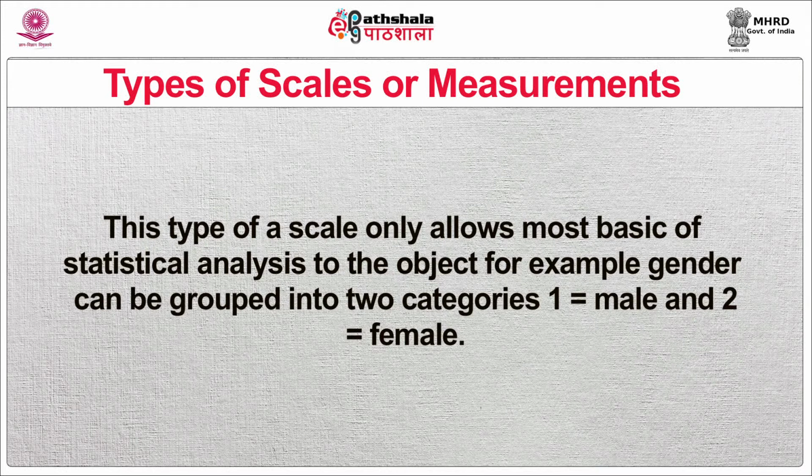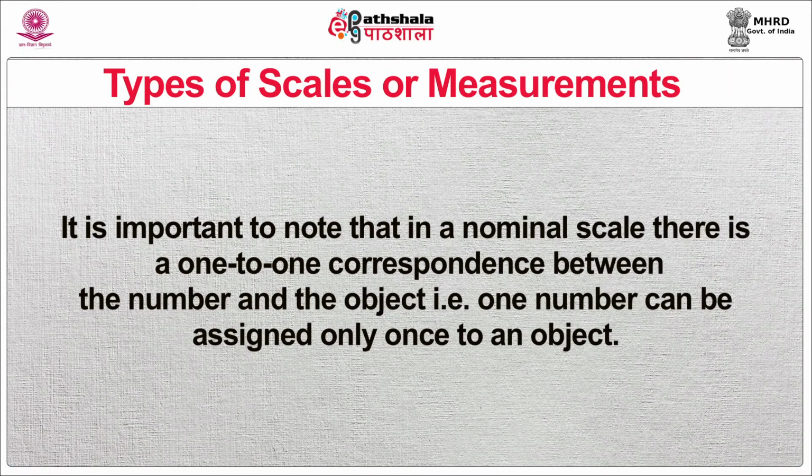For example, gender can be grouped into 2 categories, 1 being male and 2 being female. Other examples of nominal scale can be social security numbers, Aadhaar card numbers, insurance policy numbers, etc. It is important to note that in a nominal scale there is one-to-one correspondence between the numbers and the objects. That is, one number can be assigned only once to an object.